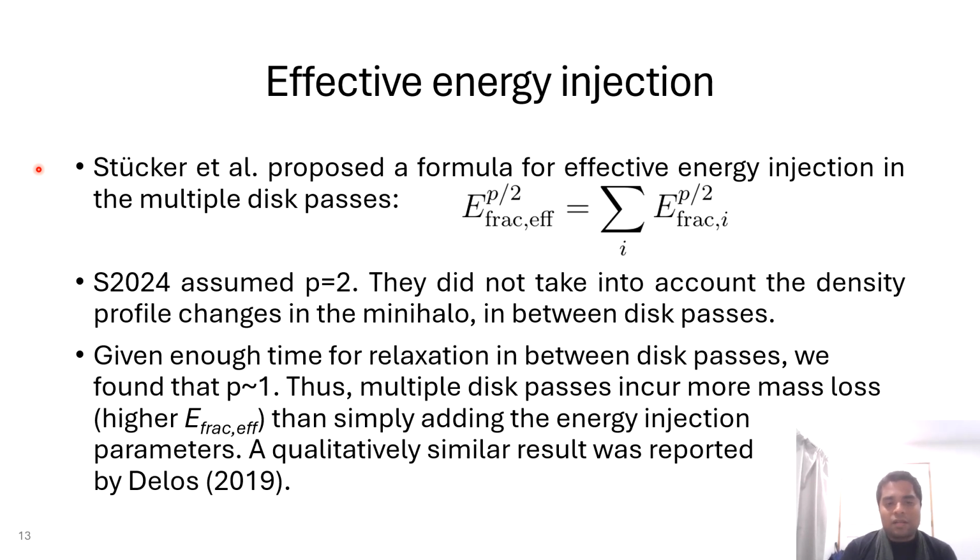What we found is that, given enough time for relaxation in between disk passes, the value of p is closer to 1. Now, if I start from p equals 2 and start decreasing, keeping E sub frac comma i constant, what happens is the effective energy injection parameter increases. Thus, when we consider gravitational relaxation, we have an increased effective energy injection parameter, and that results in more mass loss than was expected in the literature.